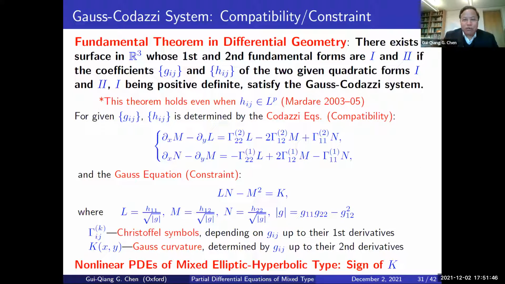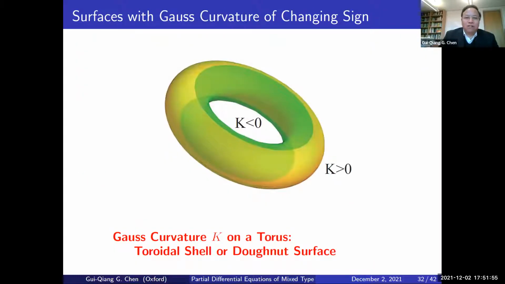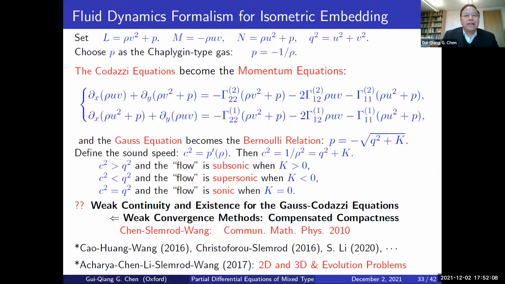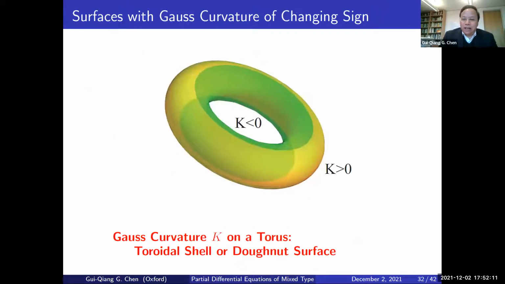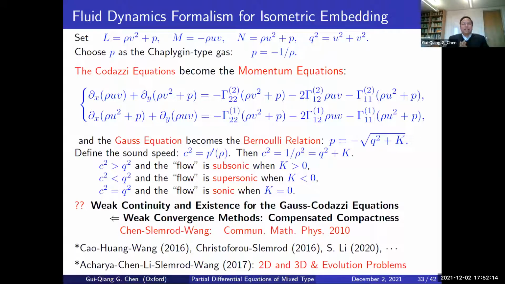So finding a solution to this mixed elliptic-hyperbolic problem is one of the key points in constructing the isometric embedding surface. The Gauss curvature can change sign, in nature, like a Bernard's torus, where the Gauss curvature changes. So PDEs of mixed type are very generic from a geometric point of view. A few years ago, we thought this seems to have features similar to fluid dynamics. So can we find a fluid dynamic formulation, a formalism, for isometric embedding?